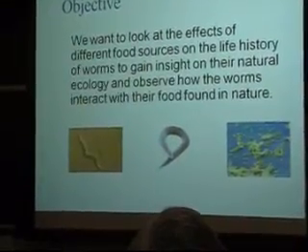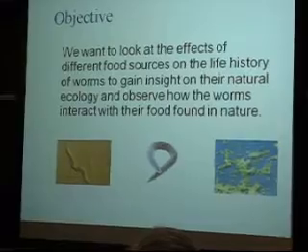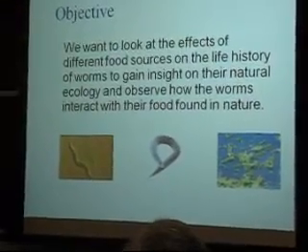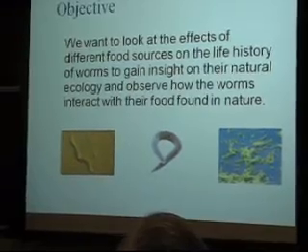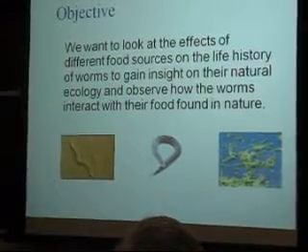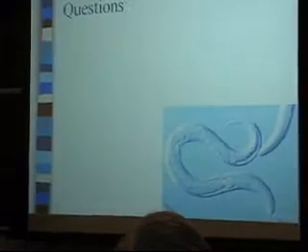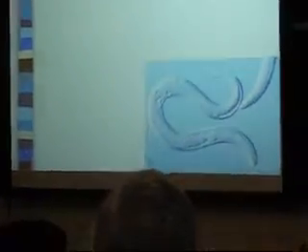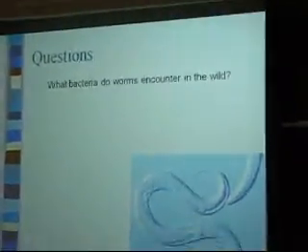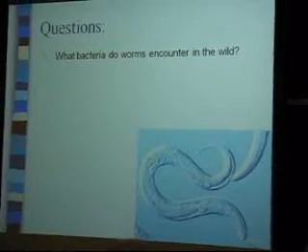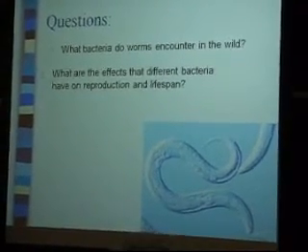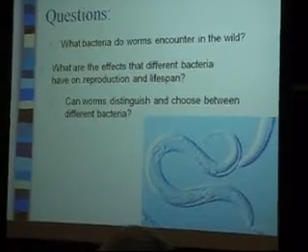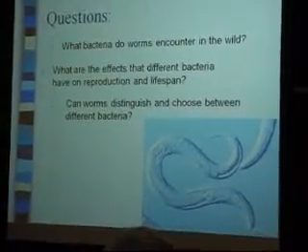My main objective this summer was to look at the effects of different food sources on life history traits to gain insight on their natural ecology and observe how these worms interact with their food found in nature. The questions I want to answer are, what bacteria do worms encounter in the wild? What are the effects that different bacteria have on reproduction and lifespan? And can worms distinguish and choose between different bacteria?